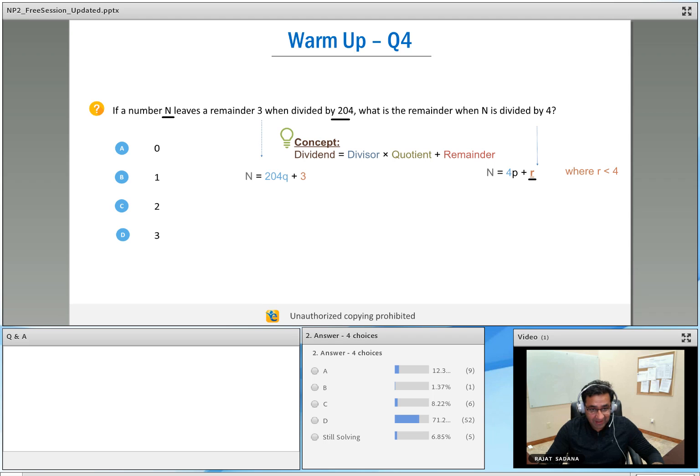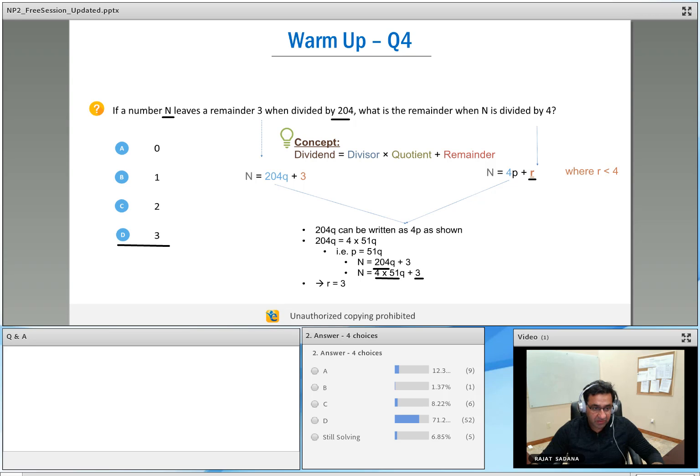So what is n? N can be expressed as 204q plus 3, so a multiple of 204 plus a remainder. And then as we compare this, we can express 204 in terms of 4. So that's what we do. We say 204 is 51 times 4 and then times q, which means that this part over here is completely divisible by 4. It doesn't leave any remainder. The remainder that's there is still 3, which gives us our correct choice as 3.